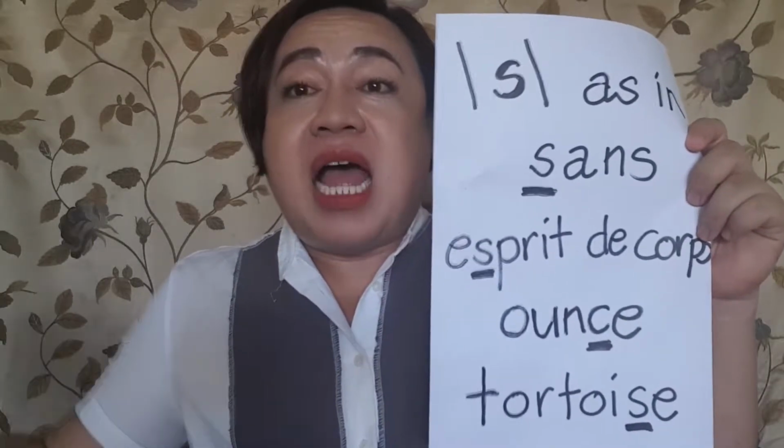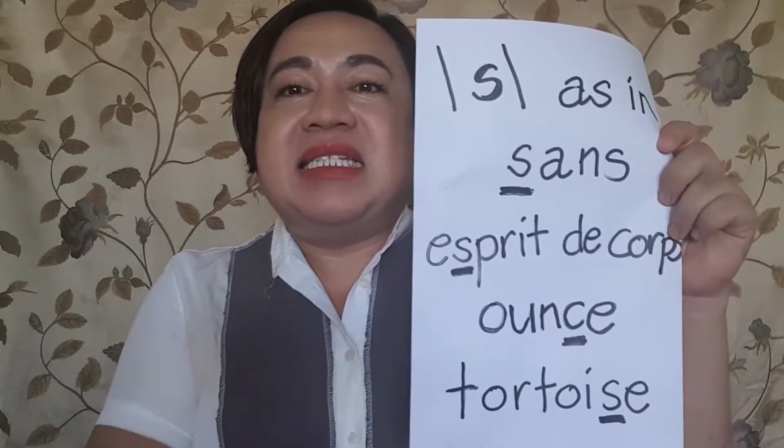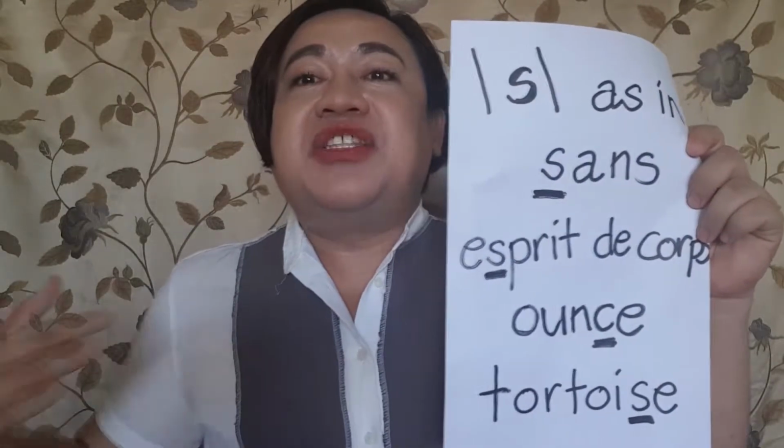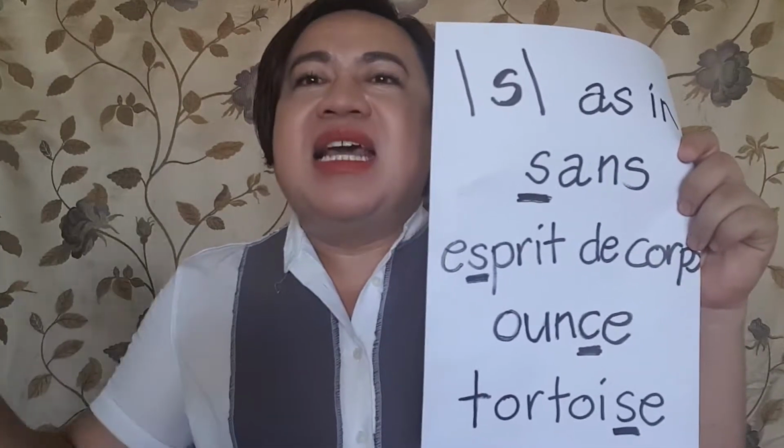Last example for that sound is tortoise. The letter e is silent. It's not tortoise-ee. And we know that a tortoise is an example of a reptile, a cousin of our turtle, which usually spends most of its time in the ocean or in the sea. Again, as in sans, esprit de corps, ounce, and tortoise.